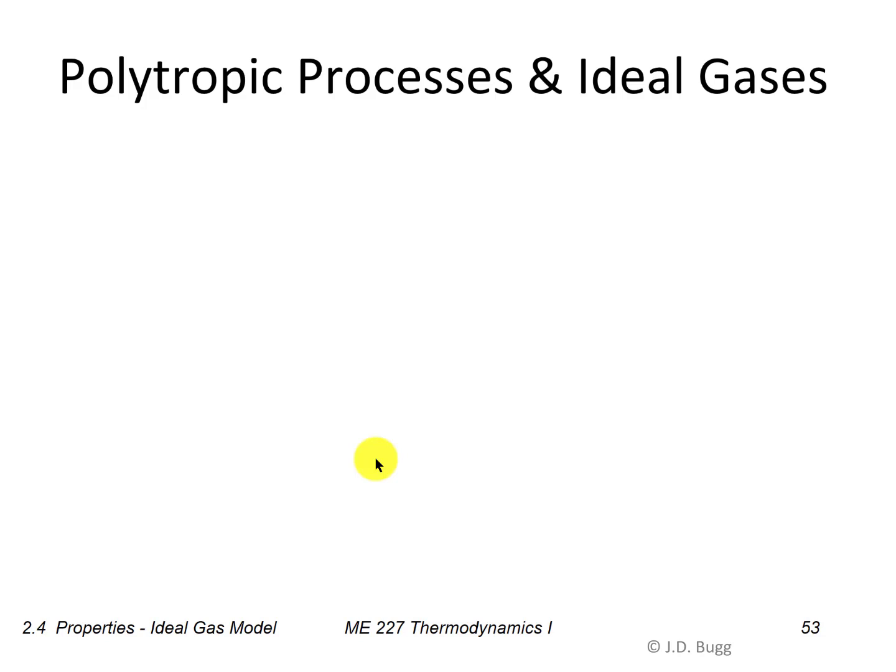So realize these are two different things. An ideal gas is a characteristic of the substance, and a polytropic process is a description of the process that substance is going through. So we're going to combine these two things next. First of all, a reminder of what a polytropic process is.